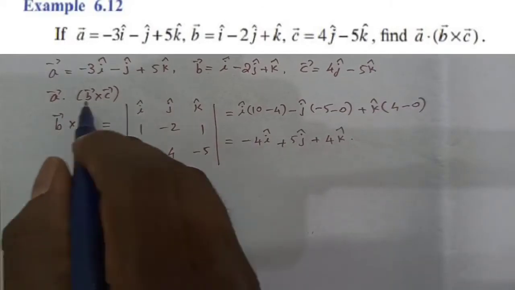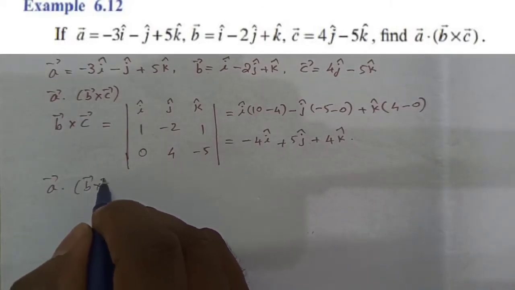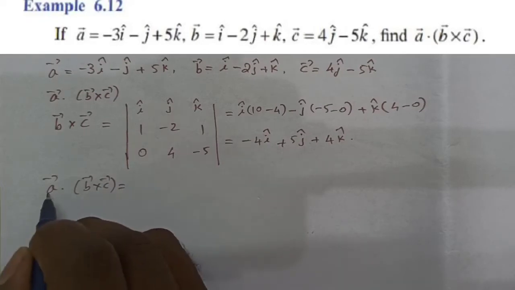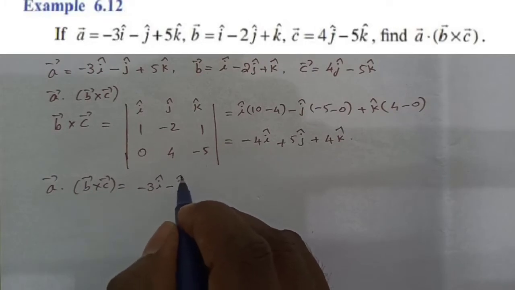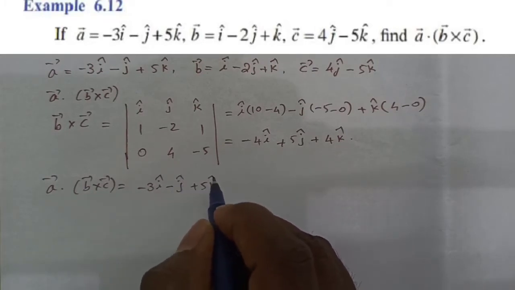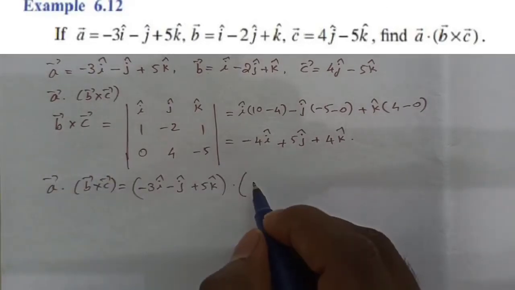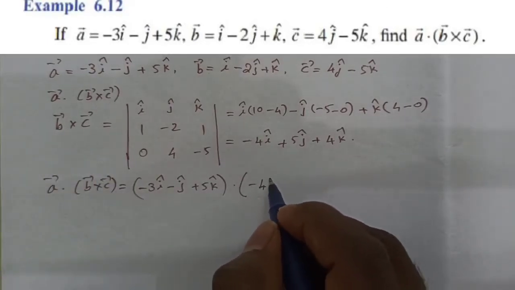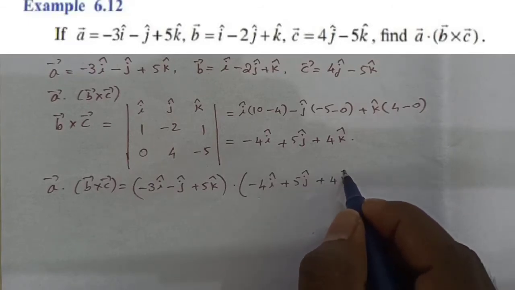So next we have to find A vector dot B vector cross C vector. Here A vector is -3i cap - j cap + 5k cap, dot the B cross C value, that is -4i cap + 5j cap + 4k cap.